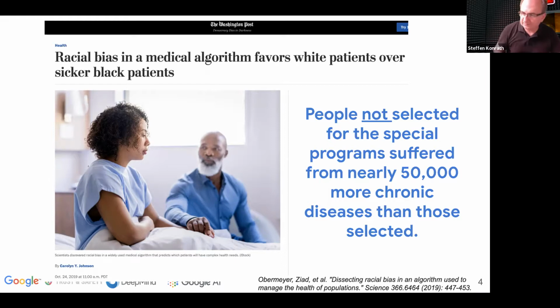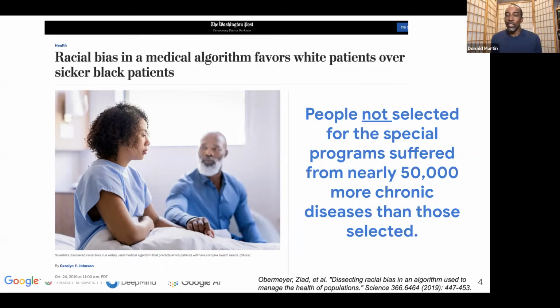Interesting. Okay. Yeah. And so this particular algorithm, the system that it was part of, had the goal of identifying patients with the most complex healthcare needs so that they could be given access to special programs. The idea is that this would reduce the cost in the overall US healthcare system. But people that were not selected for these special programs by the algorithm actually suffer from nearly 50,000 more chronic diseases than the people that were selected. So the algorithm was selecting the wrong people. And the people that were not selected were disproportionately Black in the US. This is why it was deemed to be racially biased.